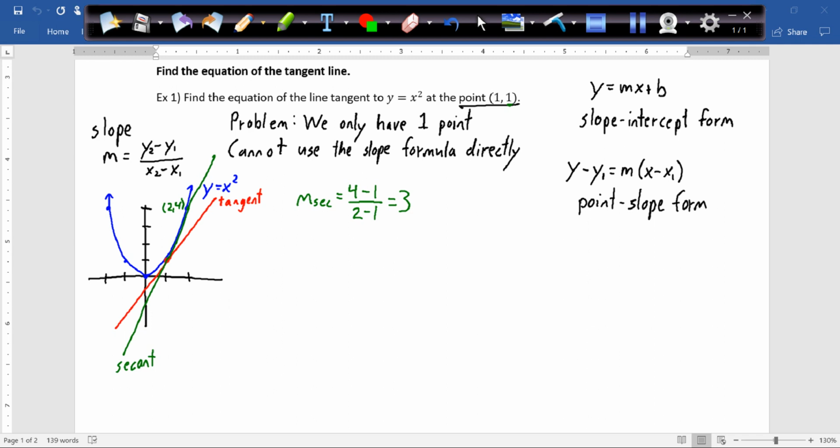So what I could do to perhaps have a better idea of what it is, maybe find the slope of another secant line. Maybe, instead of using the point 2, 4, what if I use 0, 0 and create another secant line? Aha. I'll call that secant 2 there. So I've created another secant line, and I can find its slope.